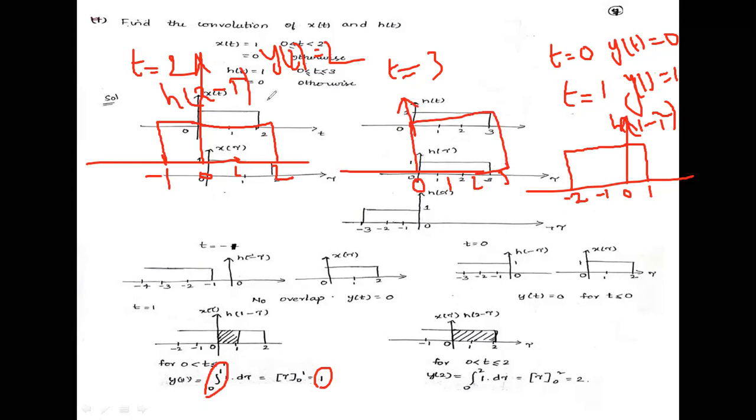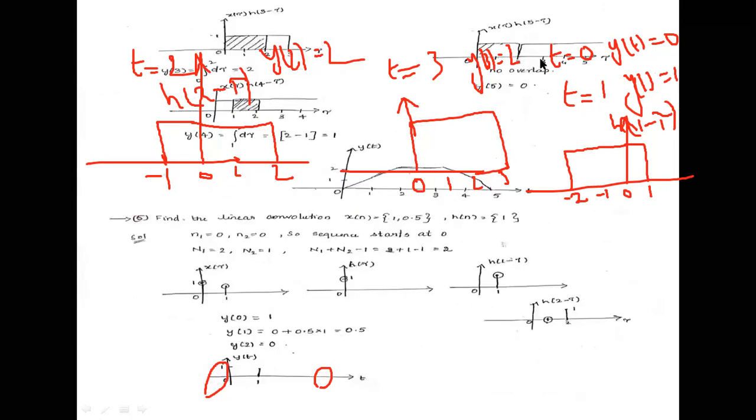So now comparing with the x value, it is 0 to 2 only. And here also 0 to 2. But at t is equal to 3, the value is 2 only. Y of 3 is also 2, because still there is an overlap here, 0 to 2 only. Here also 0 to 2. Got it, my dear students?